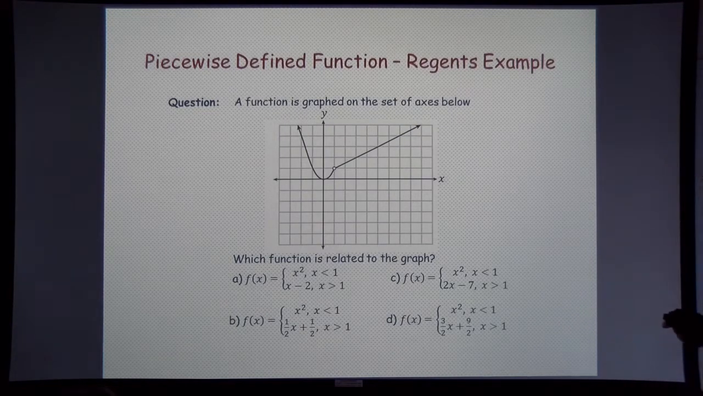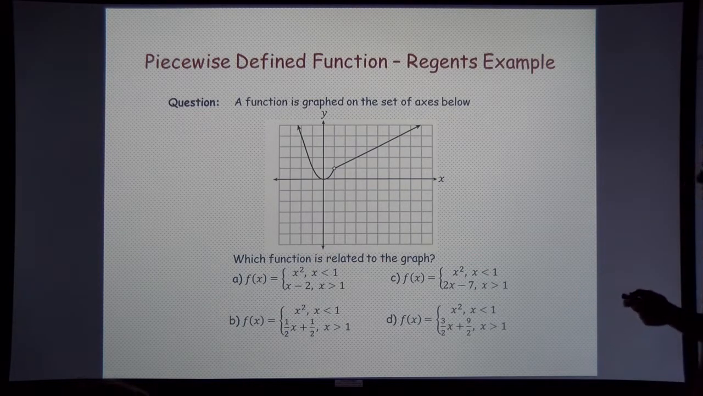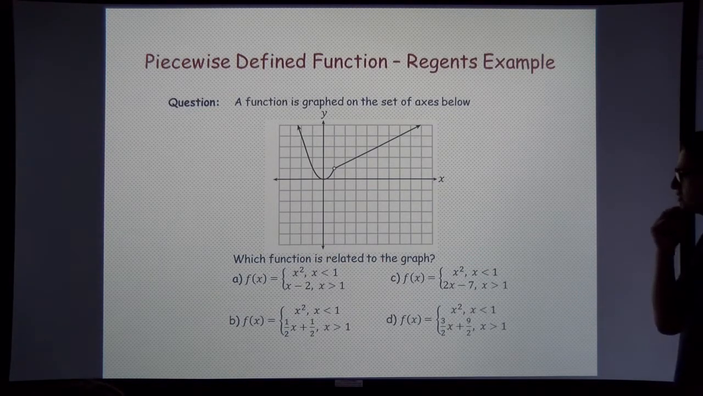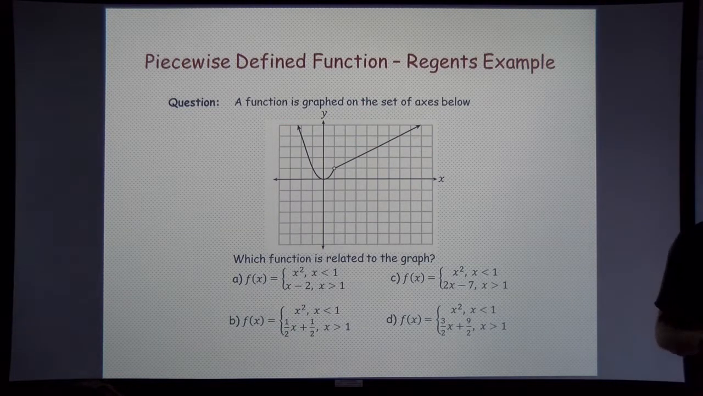Now, the question we have here is: a function is graphed on the set of axes below. Which function is related to the graph? So let's take a look at all of our choices and see which one of our functions would make this graph happen, okay? Let's see what we can come up with here.